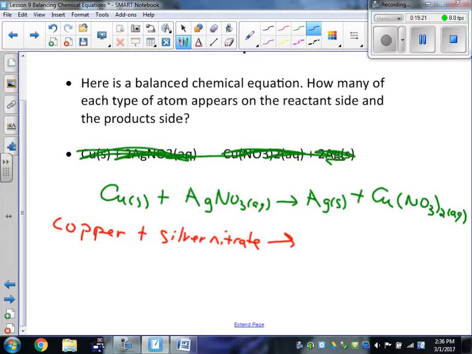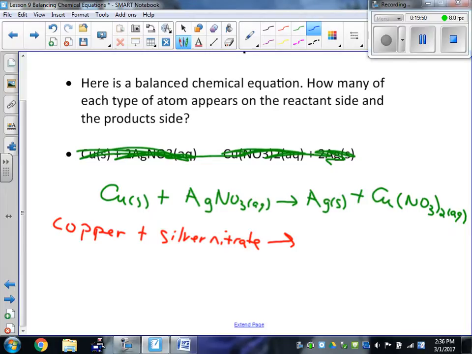The 2 only goes to the stuff in the brackets, right? So I have 1 copper, 1 copper, right? Good? So we're going to leave them alone. Don't touch them because they're balanced. I have 1 silver, Ag. How many Ags do I have here? 1. So that's good too, yes?